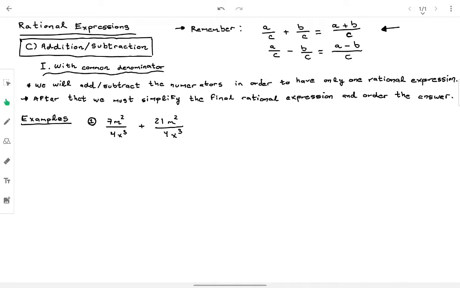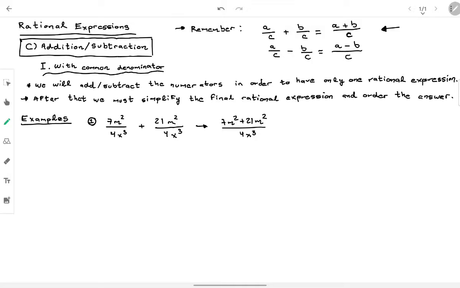So let's see some exercises. The first exercise is going to be something like this. What will happen here? It will be 4x cubed as a denominator because it is common. Maybe you can do it by mind, but I will do it in two steps for explanation purposes.